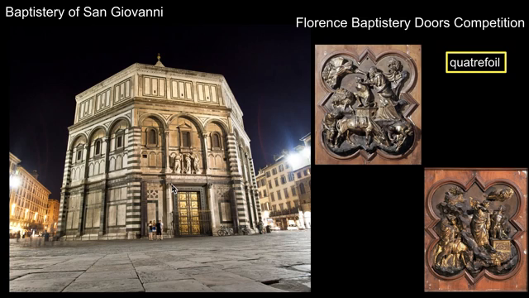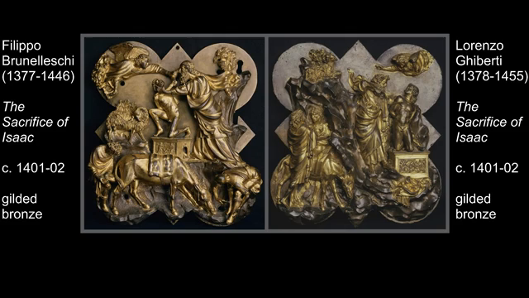Abraham is commanded by God to sacrifice his son Isaac as a test of his faith. He's about to do it, and an angel stops his hand. This is a desirable, prestigious commission for any artist. Two of the competition submissions have survived, one quatrefoil panel by Lorenzo Ghiberti and one by Filippo Brunelleschi. The two surviving panels tell us a lot about art at this moment in time.